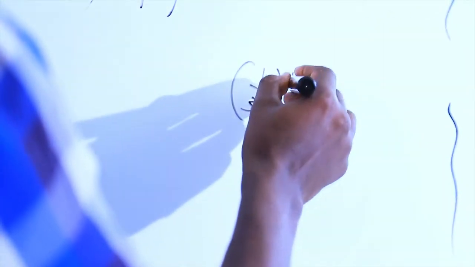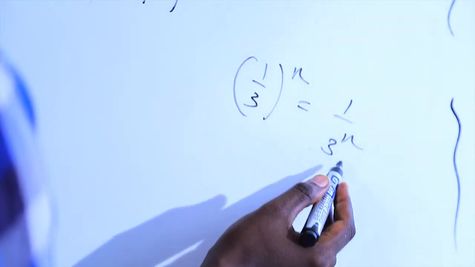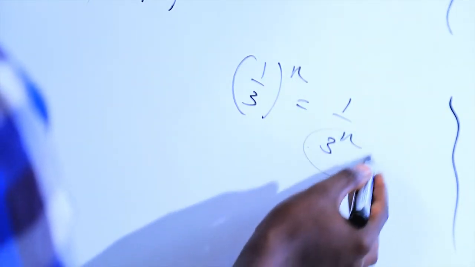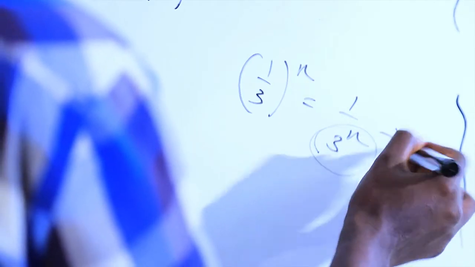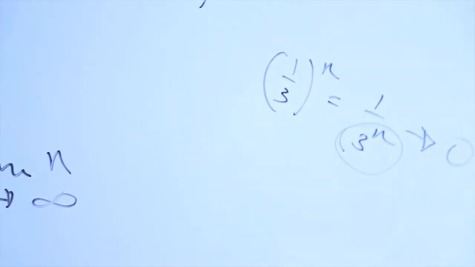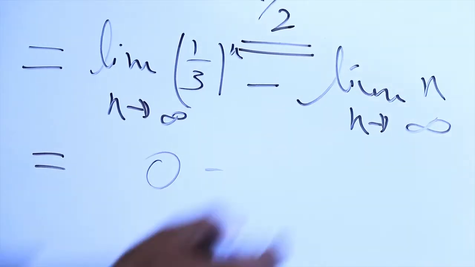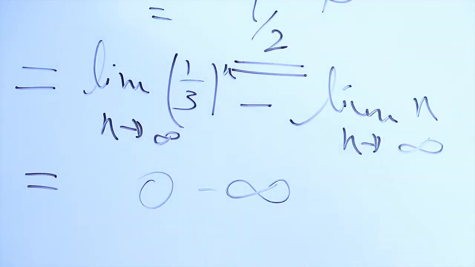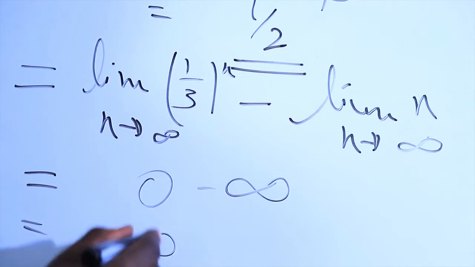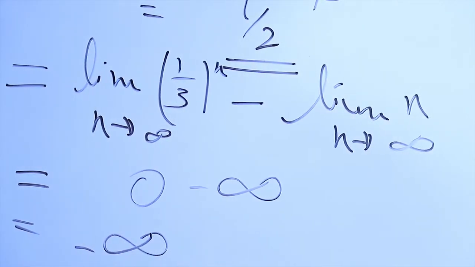Therefore, this result is exactly equal to the limit of the value 1 over 3 to the power of n as n tends to infinity. When the value of n becomes larger and larger, 3 to the power of n is a very huge number. So 1 over a very large number converges to some fixed number, which is 0. So this becomes 0 minus the limit of the sequence n as n tends to infinity, which is equal to infinity. So our answer is negative infinity.